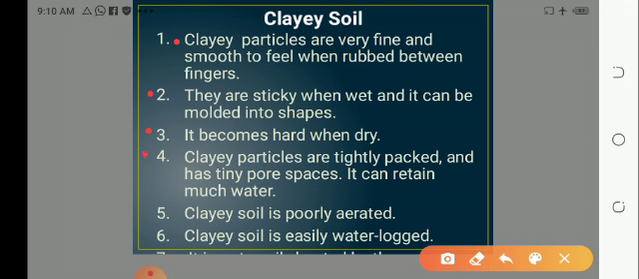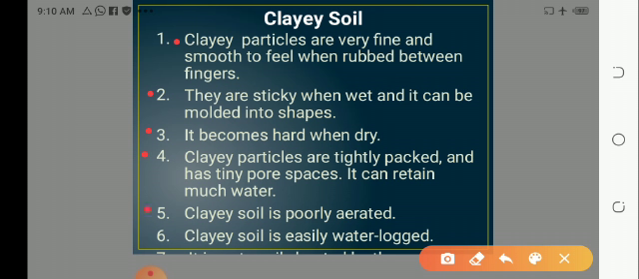Four, clay particles are tightly packed and have tiny pore spaces. It can retain much water. Because the particles are tightly packed and the pore spaces are tiny, it can retain much water, even though it has a limited or low ability to allow water to pass through it.